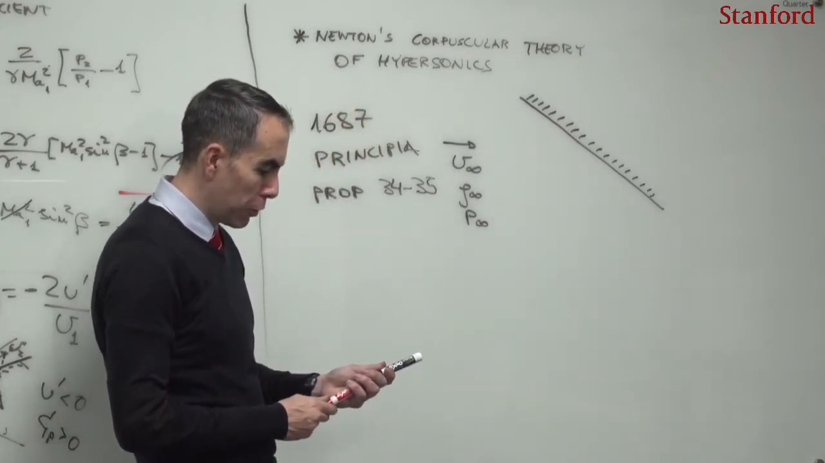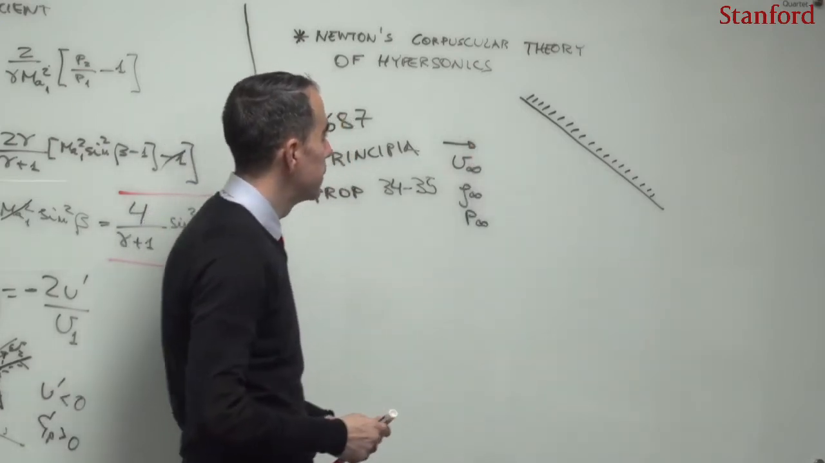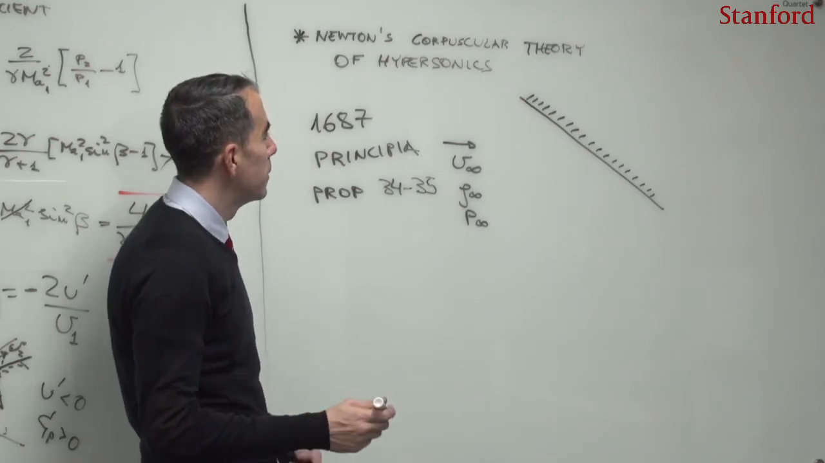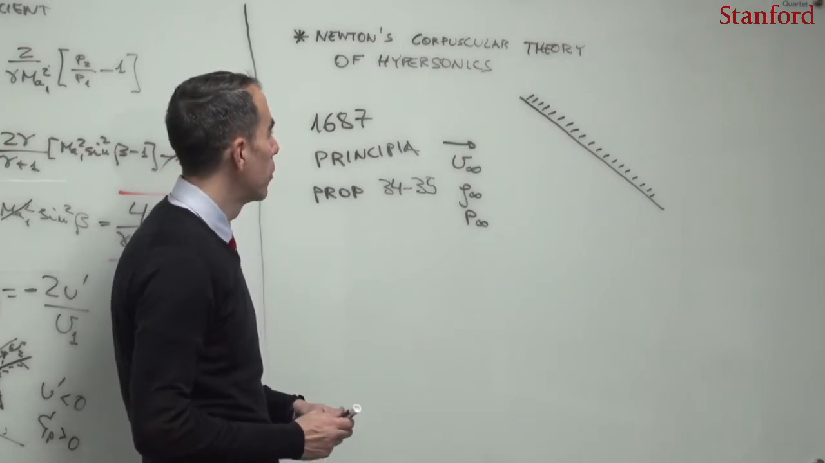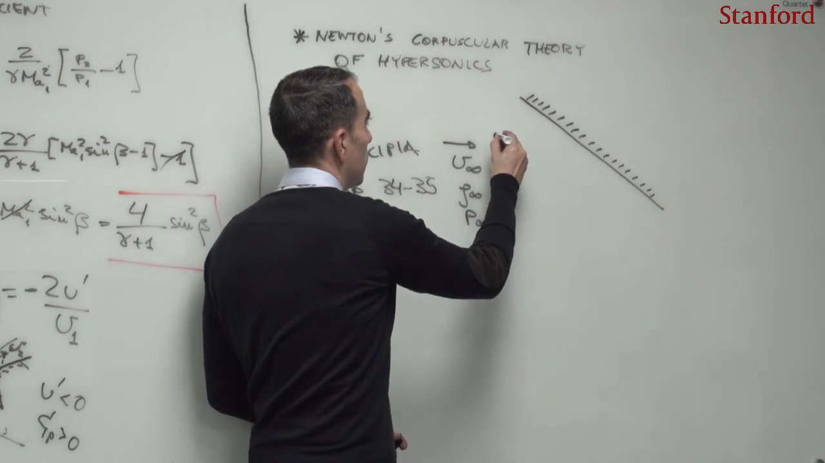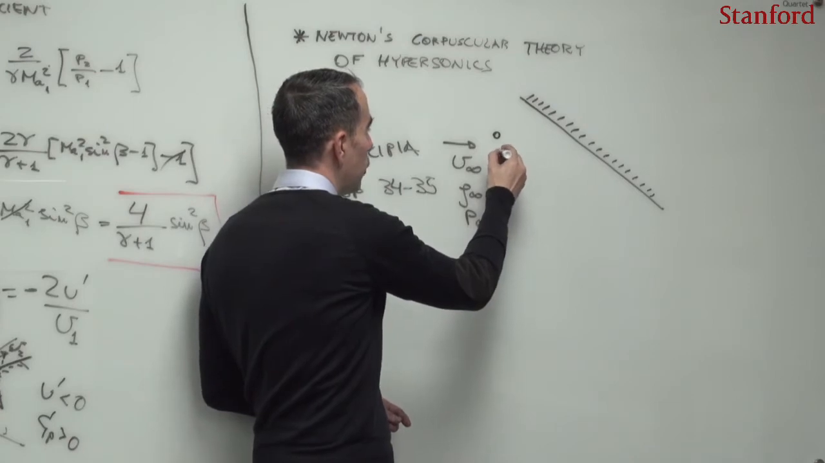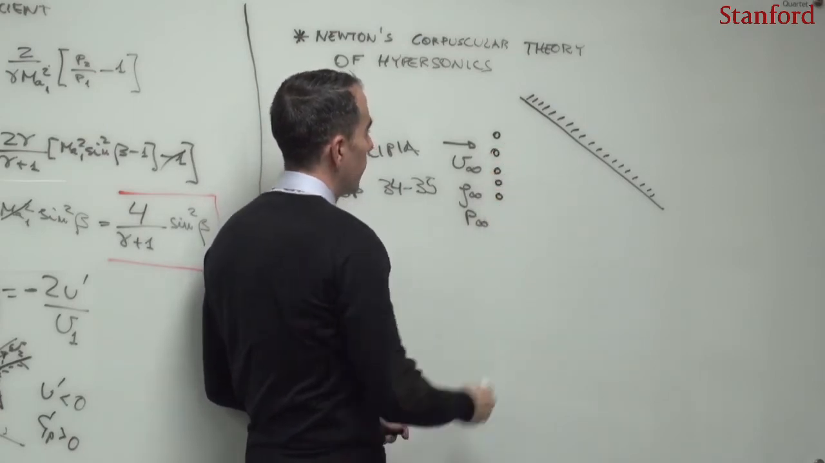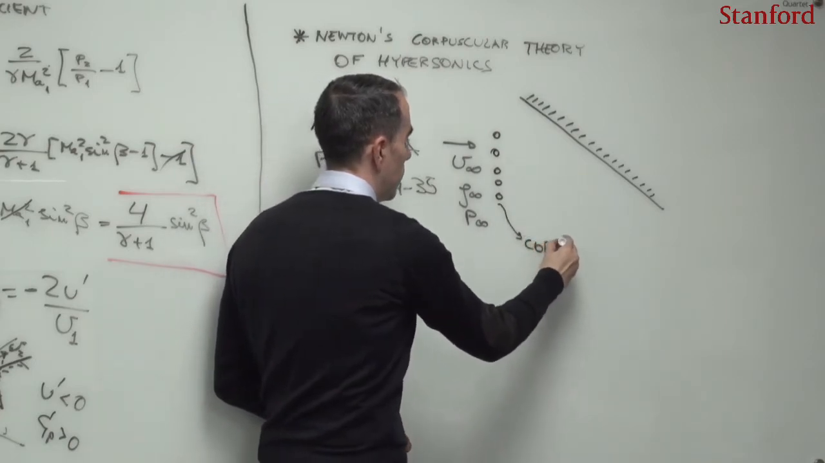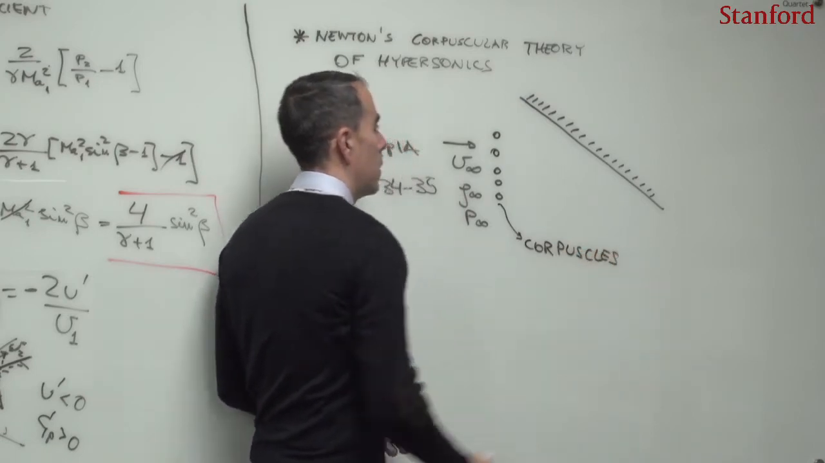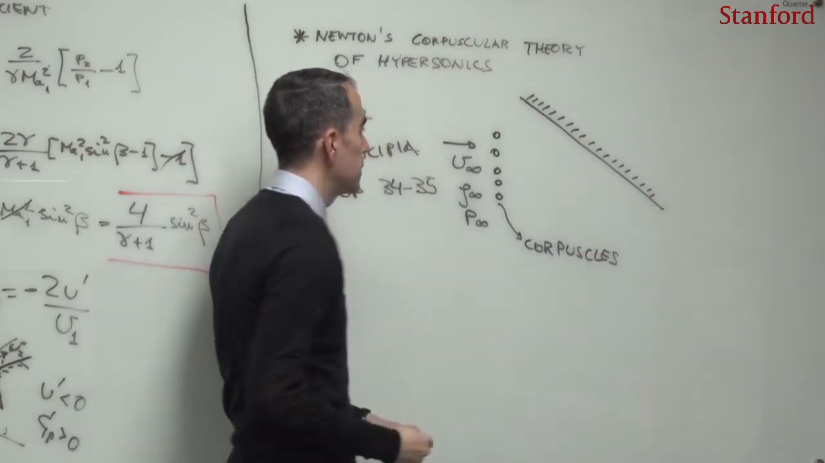The way that Newton thought about that was that the fluid, or the gas in this case, would behave like a collection of individual pellets or corpuscles. So each one of the molecules or corpuscles of air here will all be traveling to the right, and they will be colliding against this inclined surface.